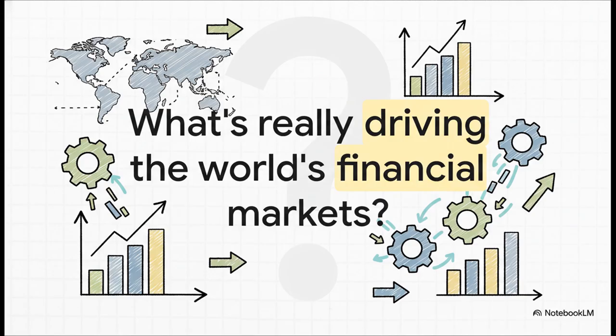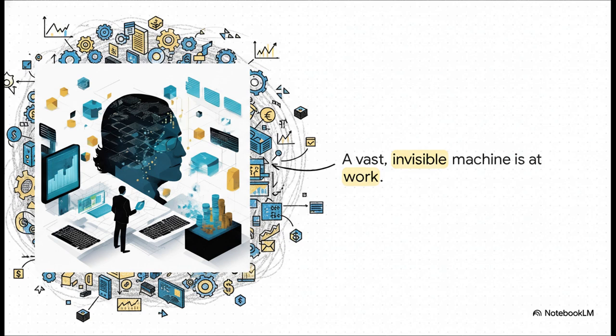I mean, we see the headlines, we see the charts go up and down, but behind all that noise, there's this massive and mostly invisible force at work. It's like a giant automated machine making decisions faster than we can even blink. And that's exactly what it is, a vast, invisible machine. We're talking about automated trading systems. You've probably heard them called black boxes.